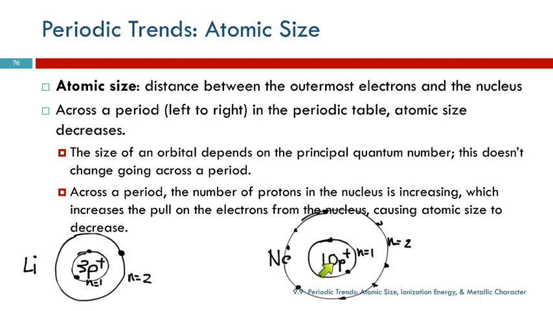Well, there are 10 protons here pulling on these electrons. And over here, there's only 3 protons pulling on the electrons. This positive 10 charge is more attractive to the electrons. It pulls them in tighter. As you go from lithium to neon, the charge on the nucleus increases, and those electrons that are in the same principal shell, the valence electrons, are getting pulled in tighter because of that increasing charge on the nucleus.